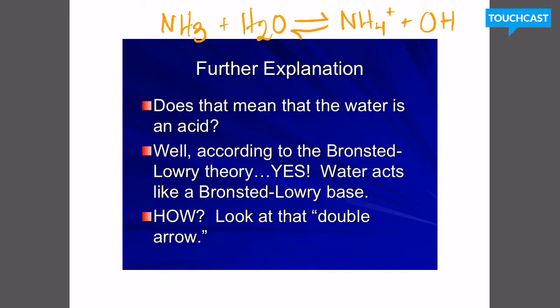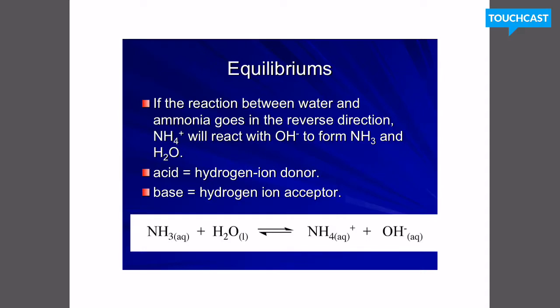So, according to Bronsted-Lowry, in that reaction that we were just looking at, is the water actually behaving like an acid? Because according to Bronsted-Lowry, acids are hydrogen ion donors. Well, yeah, water's acting like an acid. And what's fascinating here is that there is a double arrow. Let's take a closer look at that double arrow because that's actually a very important area. Not only does the forward reaction occur, but the backwards reaction also is occurring at the same time.